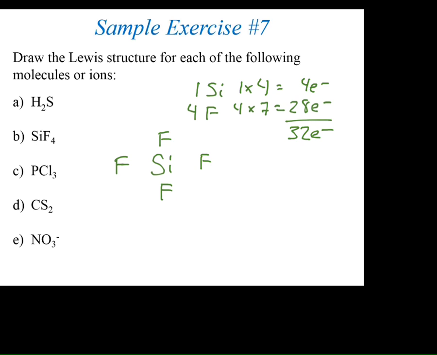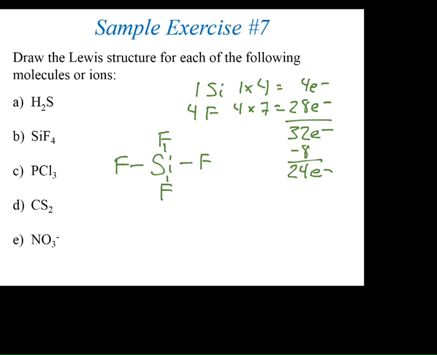What's the next step? Distribute the remaining electrons. Oh, not yet. One more thing. Subtract 8. Why? Because you make 4 bonds. Make 4 bonds first, right? Connect them with bonds. Every bond uses 2, so then I subtract 8. So I have how many left? 24. One of those math things. Okay, so I've got 24 left.